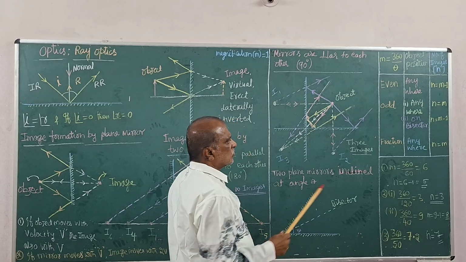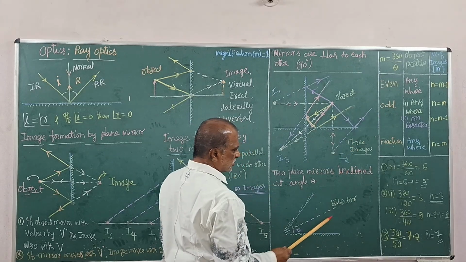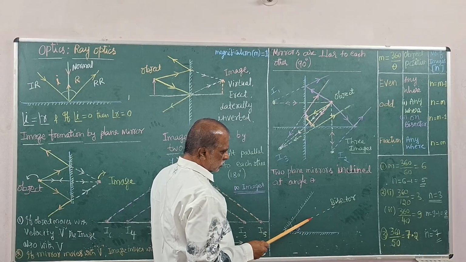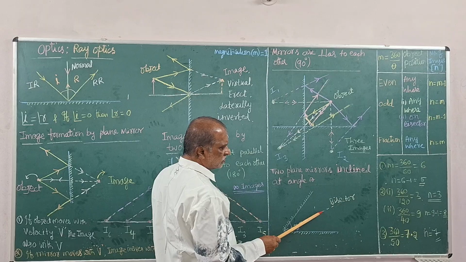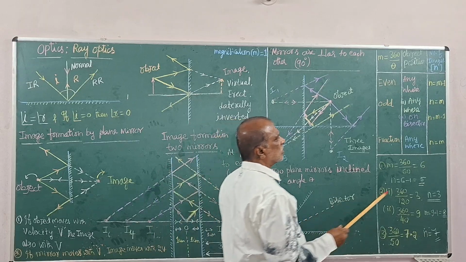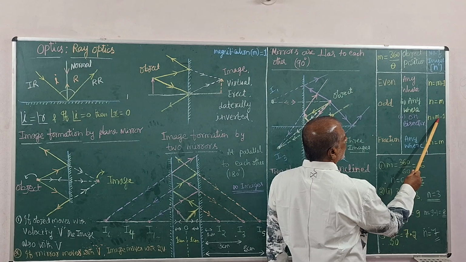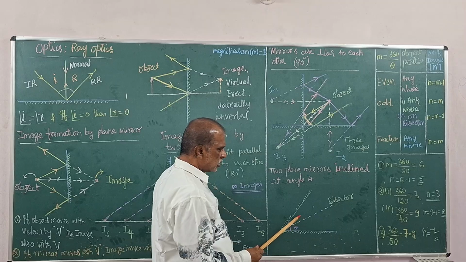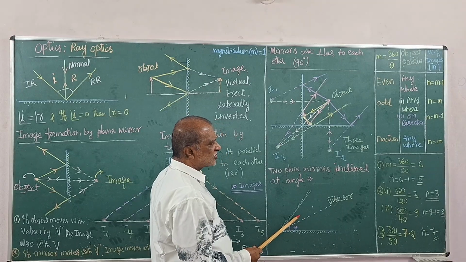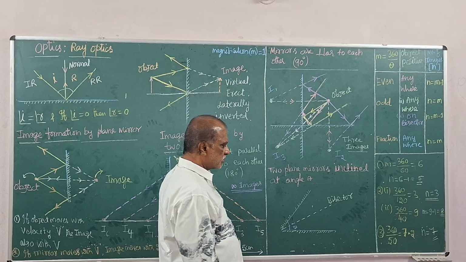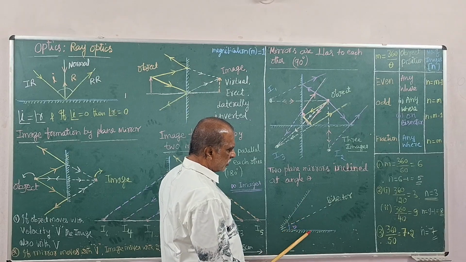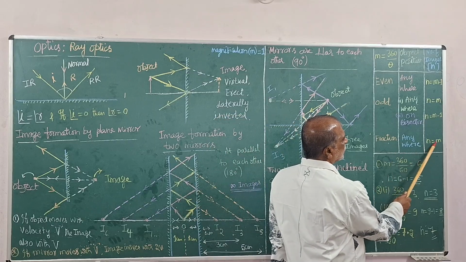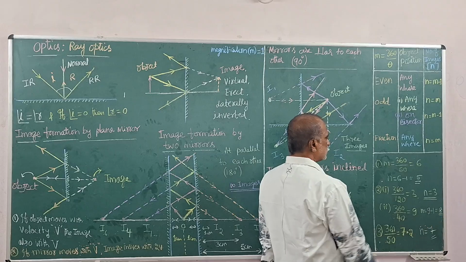And one more possibility for the odd number: if the object is on the bisector, only on the line, maybe here or here or here, the images are m minus 1, one less than m. And the last one, if the value of m is a fraction and the object may be anywhere in between them, n equals m, the same number of images we get.